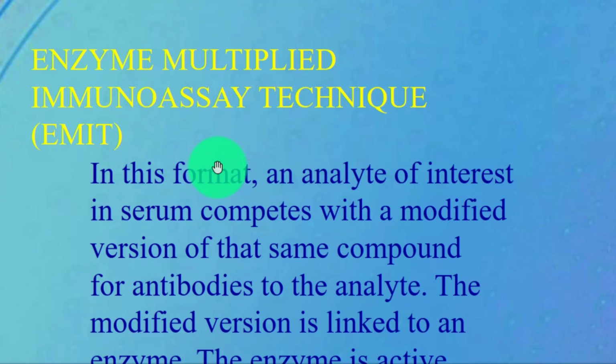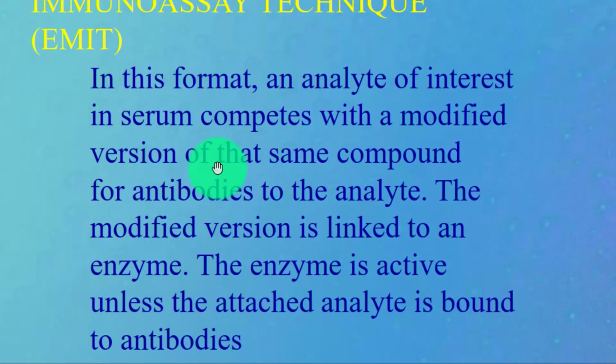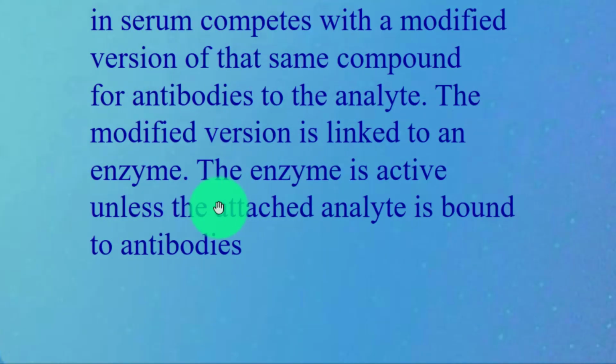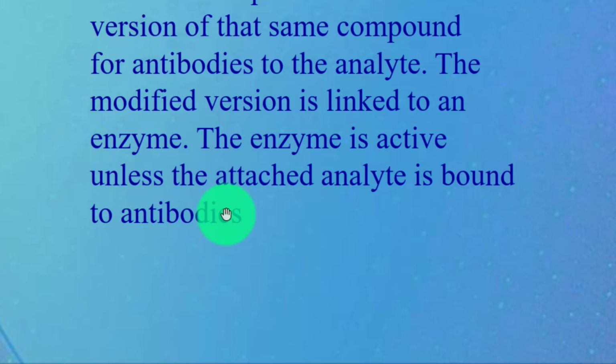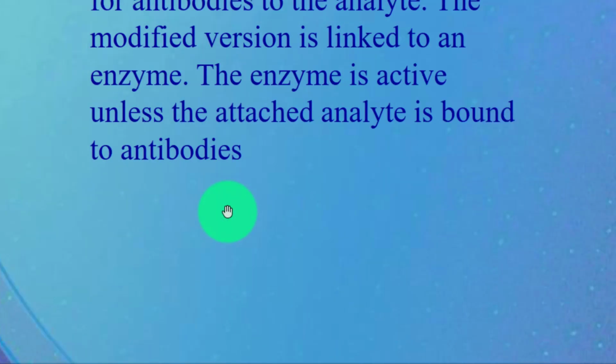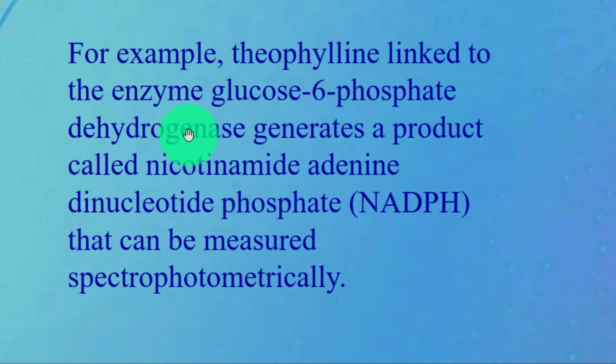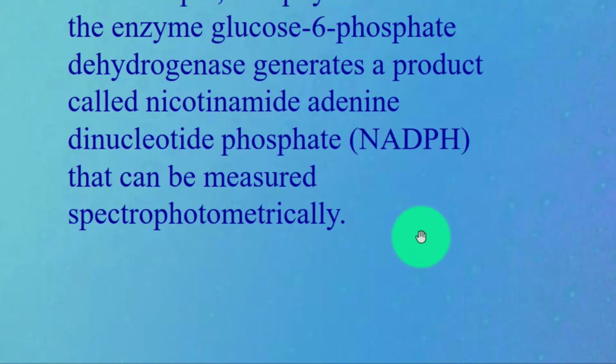Enzyme multiplied immunoassay technique. In this format, an analyte of interest in serum competes with a modified version of the same compound for antibodies to the analyte. The modified version is linked to an enzyme. The enzyme is active unless the attached analyte is bound to the antibodies. For example, theophylline linked to the enzyme glucose-6-phosphate dehydrogenase generates a product called nicotinamide adenine dinucleotide phosphate, NADPH, that can be measured spectrophotometrically.